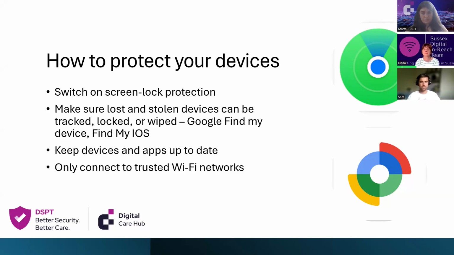So we can do things like switching on screen lock protection, putting that into a policy, making sure they have those remote tracking options on there that I've mentioned before, like Google Find My Device or Find My for Apple. Keeping the devices and apps up to date. This is very important. So all of your systems, all your devices, you should be regularly updating. By ensuring you're doing software updates and app updates, you're ensuring the latest software is there to protect you from the latest attacks. And then finally, understanding the importance of not using public Wi-Fi for work-related purposes.